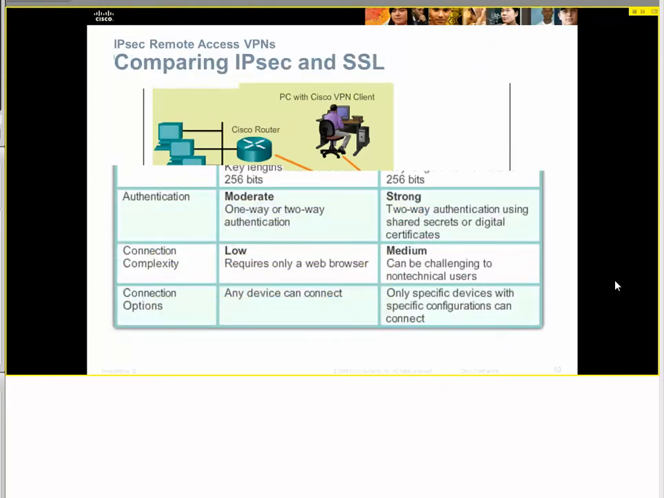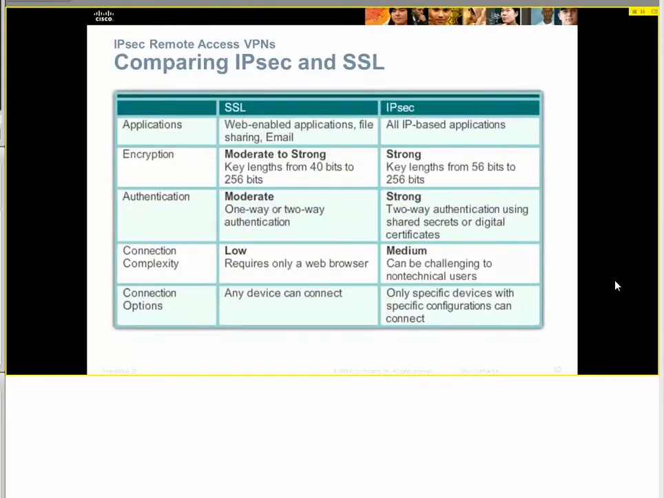This compares SSL and IPsec. SSL is primarily used for web-enabled applications, although everything goes through the tunnel. It works best if it's web-based stuff going through the tunnel. Encryption can be moderate to strong depending on how long your key is. IPsec is always considered to be stronger. Authentication can be moderate if you use one-way, but if you use two-way, it can be much stronger. IPsec is always going to be stronger.